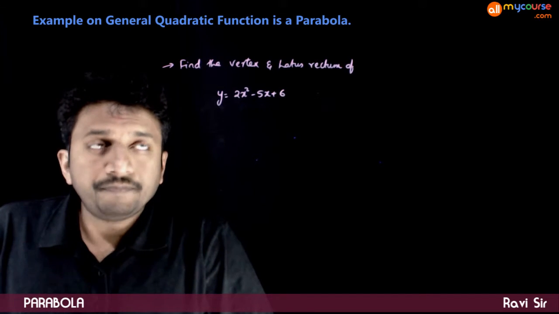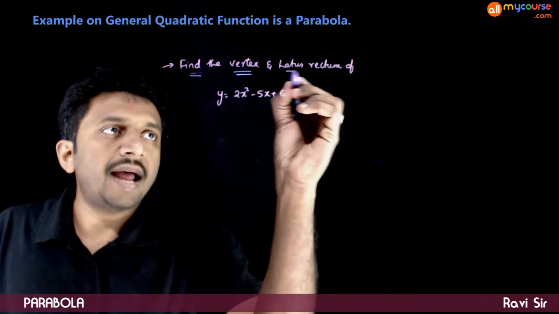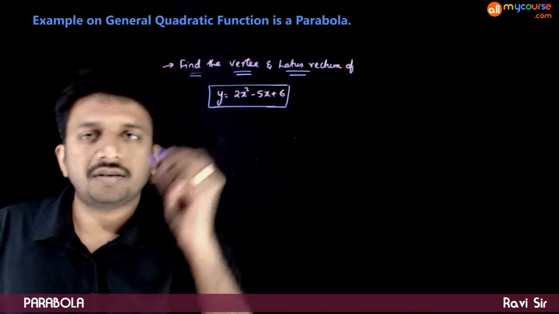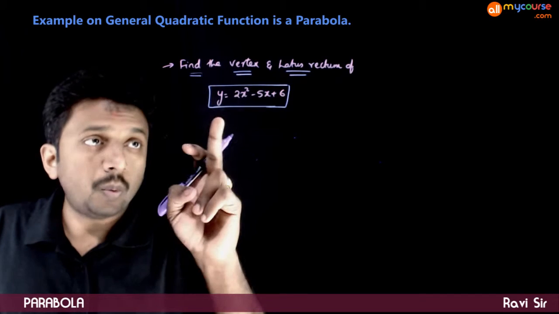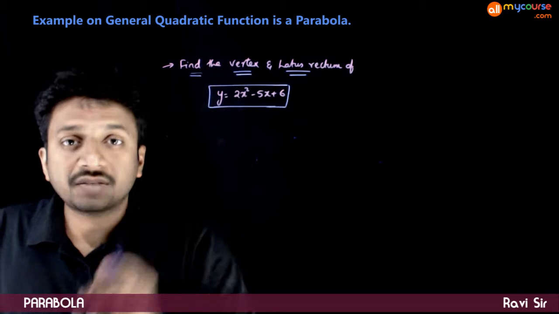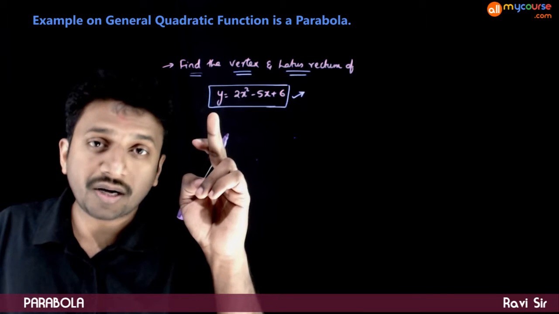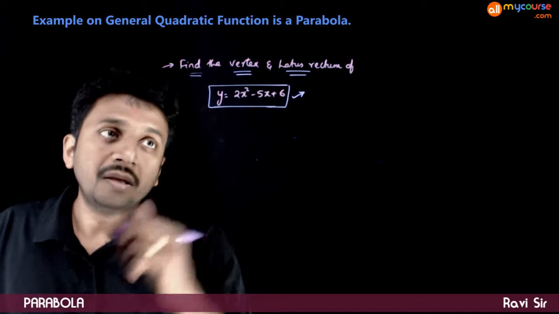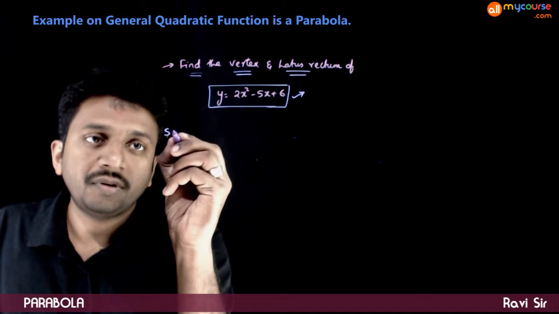For example, if you're asked to find the vertex and latus rectum of this curve, which is a parabola, y is equal to 2x square minus 5x plus 6. We have understood that a quadratic function is always a parabola. So you're asked to find the vertex and latus rectum of this parabola.